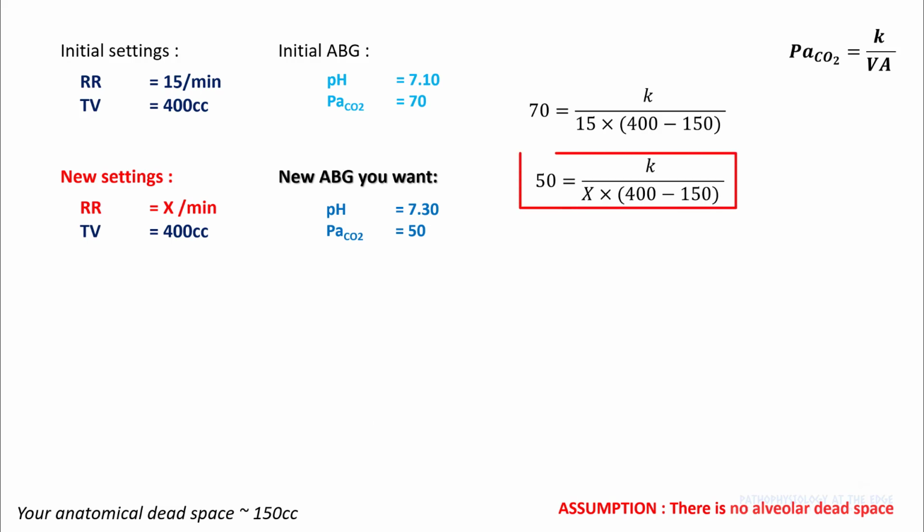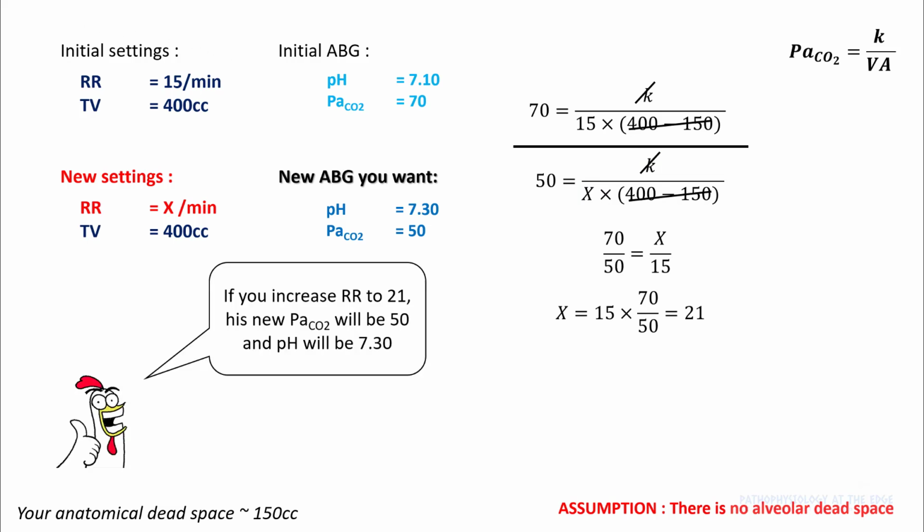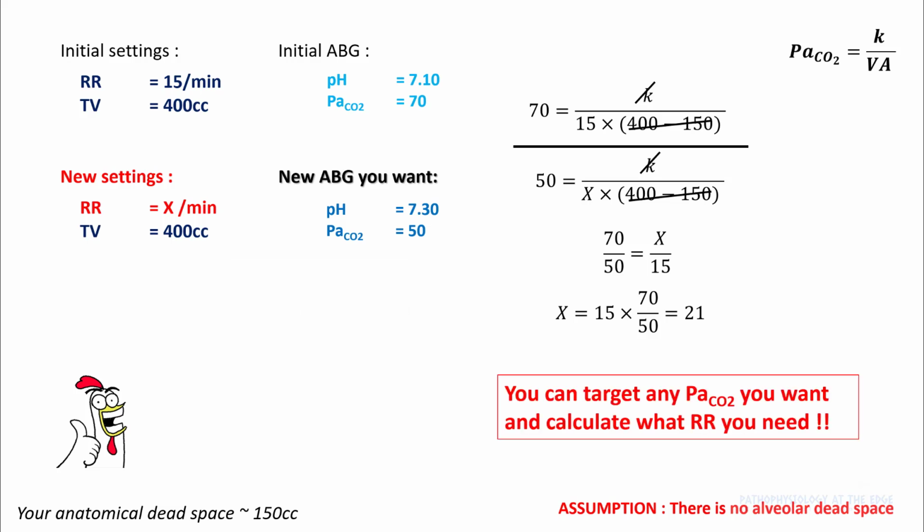And from the second setting, you get another equation. You've got two equations and two unknowns. So if you divide one by the other, you should be able to get rid of a lot of common factors, and that gives you X of 21. So if you increase your respiratory rate to 21, the new PaCO2 will be 50 and your pH will be 7.30. Similarly, you can target any PaCO2 you want and calculate what respiratory rate you need to achieve that PaCO2. Remember, the assumption that we made in this is that there is no alveolar dead space.